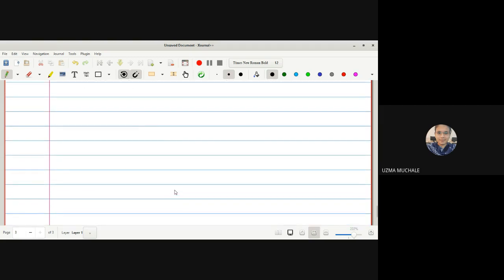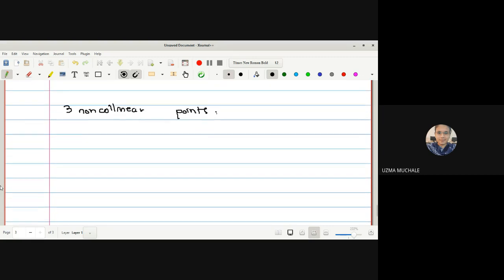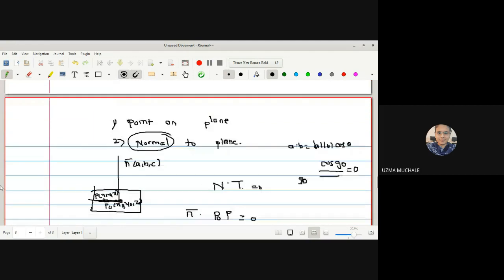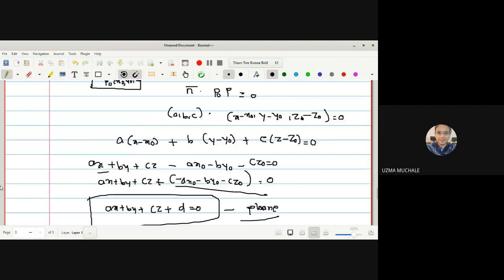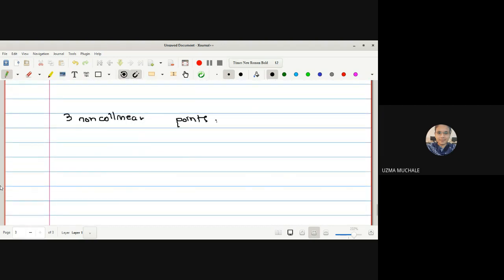The next one we are going to see is how to find the equation of a plane with three non-collinear points. In a very similar way to what we did for the equation of a line: first, we had a point on the line and a direction vector. For the second, what did we do? Two points on the line were given, and the direction vector was not given. Here also, in the equation of a plane, one point on the plane and the normal to the plane are given. But now the normal to the plane is not given. We are provided three non-collinear points.